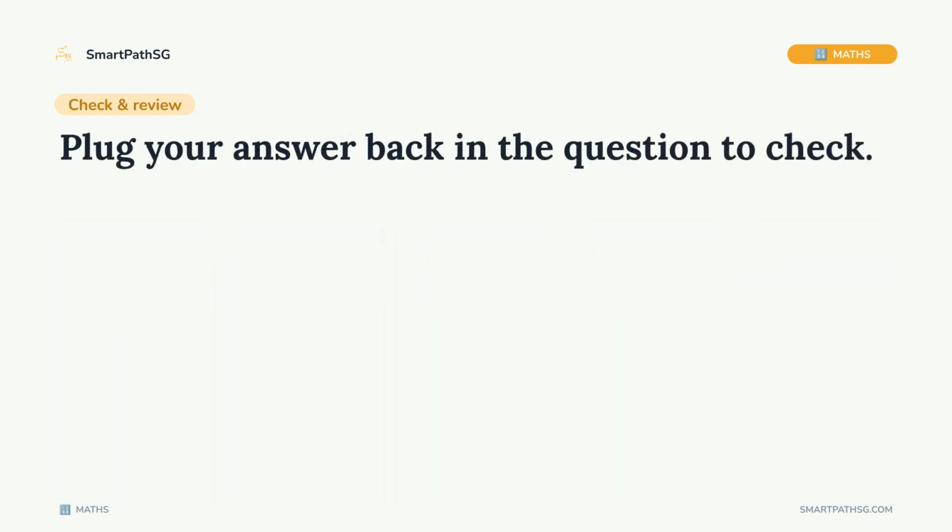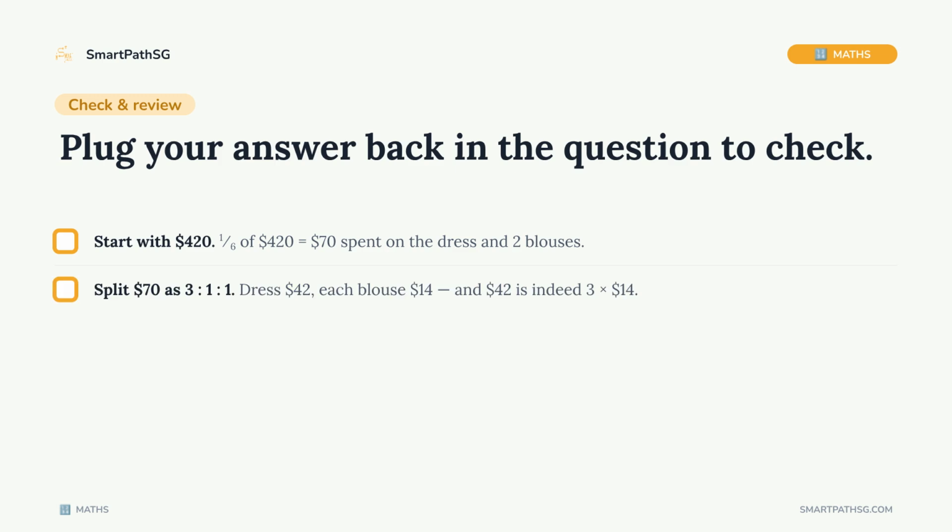To check if you got it right, plugging your answer back into the question is the fastest way for multi-step questions such as this one. Start with $420. 1/6 of $420 equals $70 spent on the dress and 2 blouses. Split $70 into 5 equal units as 3-to-1-to-1. Dress $42, each blouse $14, and $42 is indeed 3 times $14. Remainder $350. Watch is 3/4 of it.